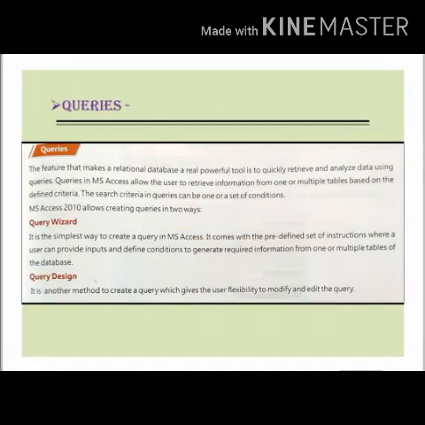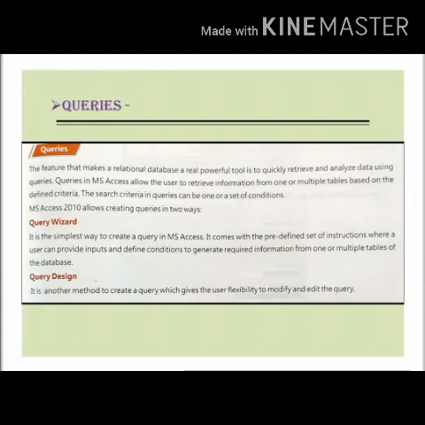Queries. The feature that makes a relational database a really powerful tool is to quickly retrieve and analyze data using queries. Queries in MS Access allow the user to retrieve information from one or multiple tables based on the defined criteria. The search criteria in queries can be one or a set of conditions. MS Access 2010 allows creating queries in two ways. The first is Query Wizard and the second is Query Design.